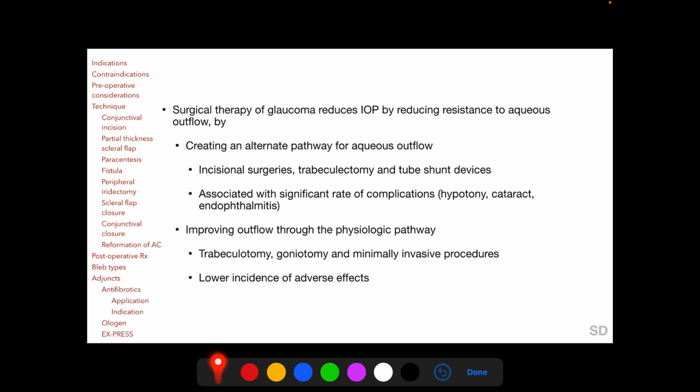Techniques which improve outflow through the physiologic pathway include angle surgeries such as trabeculotomy and goniotomy, as well as procedures called minimally invasive glaucoma surgeries. And this group of surgeries is associated with a lower incidence of these adverse effects.